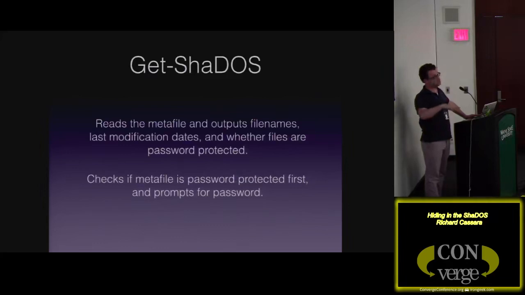If password exists and is set to 1, then this knows the file's password protected, and it will prompt you for a password to decrypt your meta file first. If password doesn't exist, then it's just going to assume that it's plain text, and it's going to read it out.